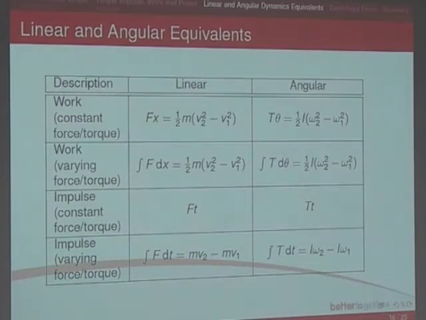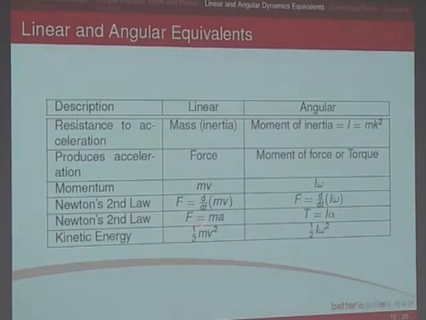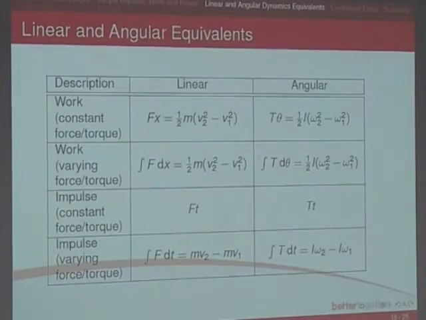Work for constant force or torque is going to be the change in kinetic energy in both cases. For varying torque or force, we've again got the change in kinetic energy. Impulse is Ft or Tt. An impulse for varying force or torque is going to be the change in momentum in both cases. So the real key here is essentially if you know one side of this table, we know all the linear stuff, you also know all the angular stuff.